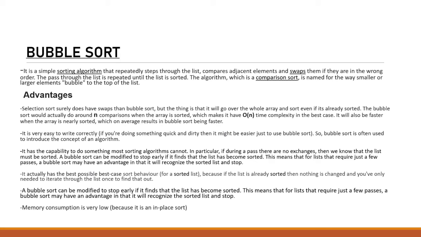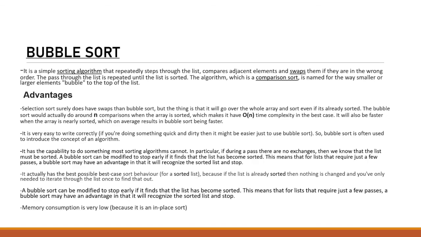Third, it has the capability to do something most sorting algorithms cannot. In particular, if during a pass there is no exchange, then we know that the list must be sorted. A bubble sort can be modified to stop early if it finds that the list has become sorted. This means that for lists that require just a few passes, a bubble sort may have an advantage in that it will recognize the sorted list and stop.